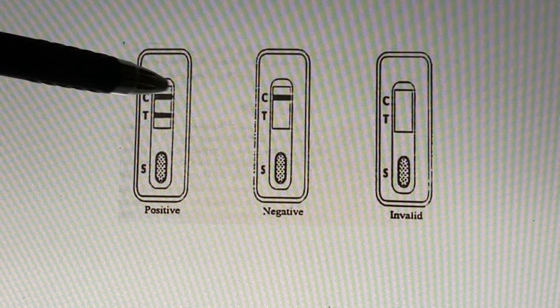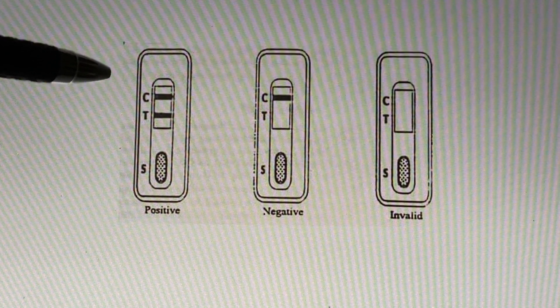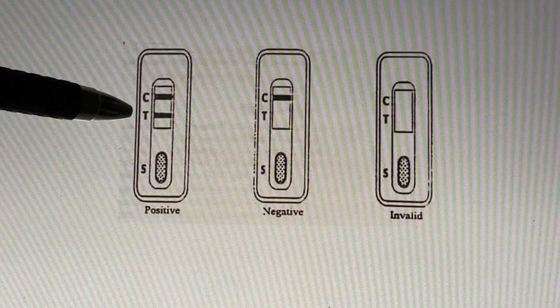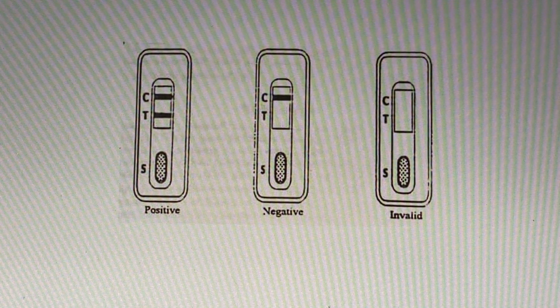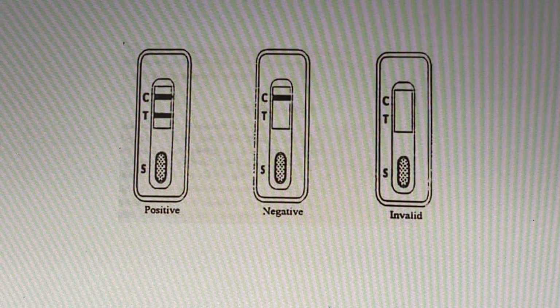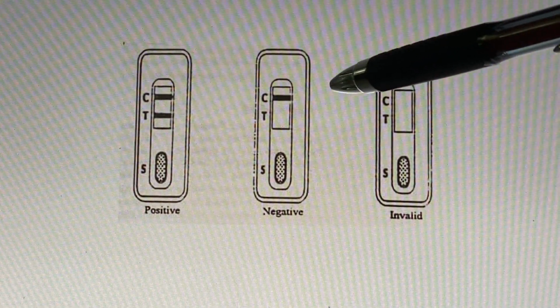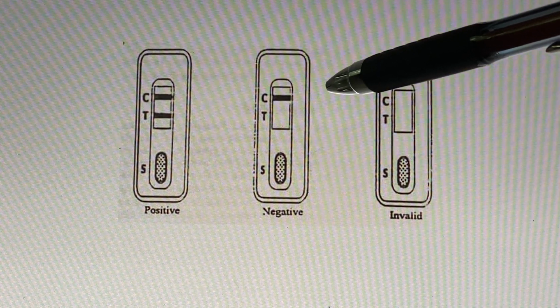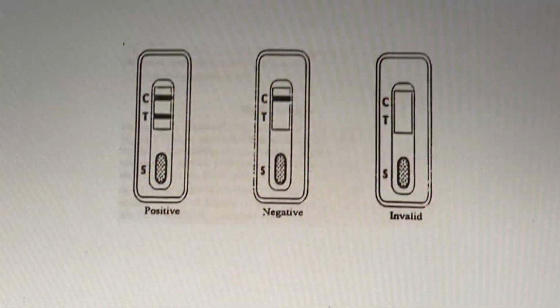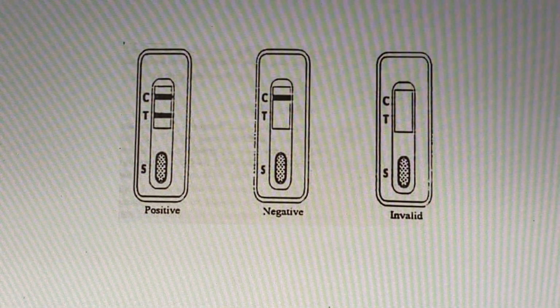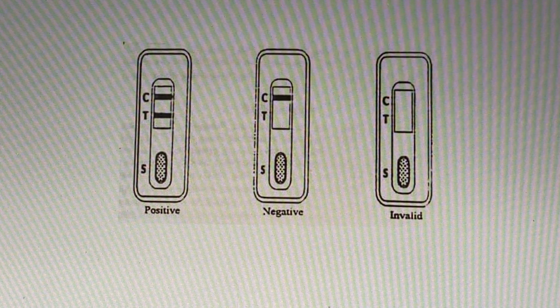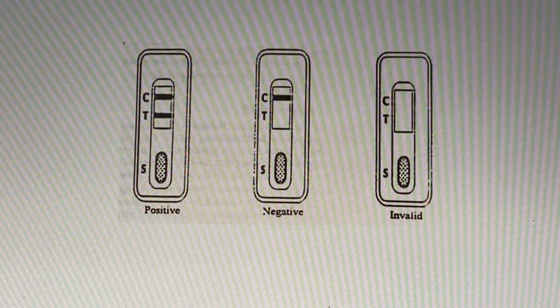So this is what a positive test looks like. It worked because you have a line where C is, that means the control worked, and you have a line where there's a T, that means that P30 was identified. Here's a valid negative test where the control worked just fine, but there's no line. That means that there is not semen detected because nothing showed up where the test should have showed up.